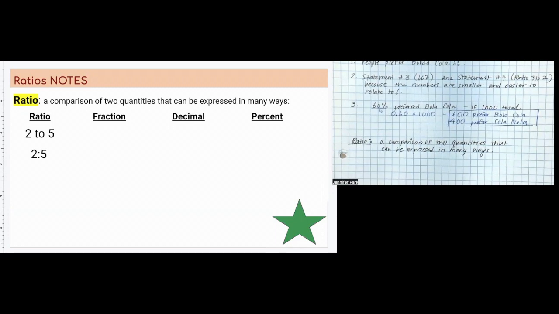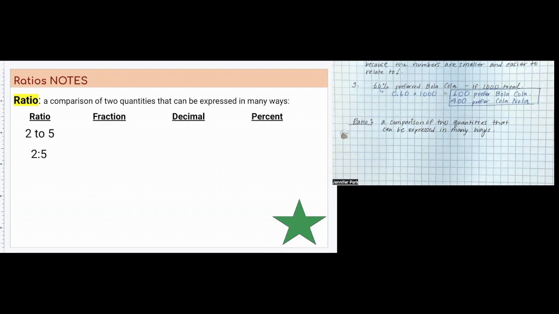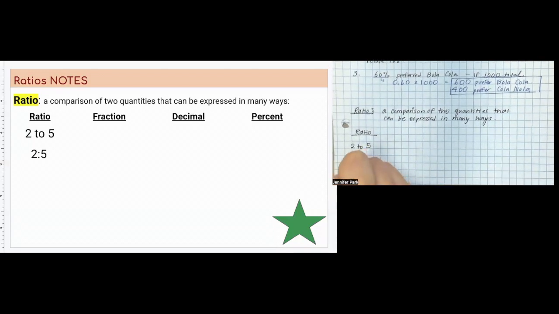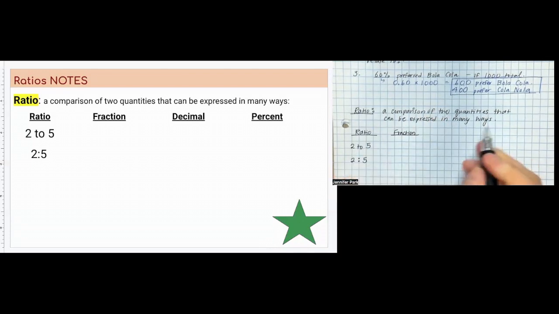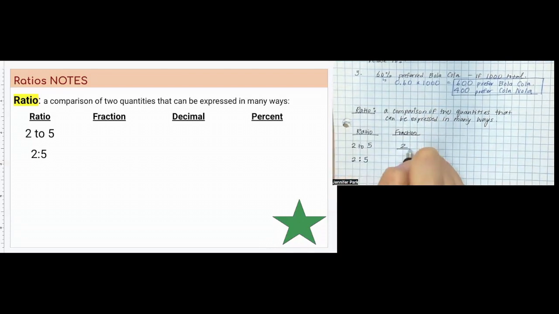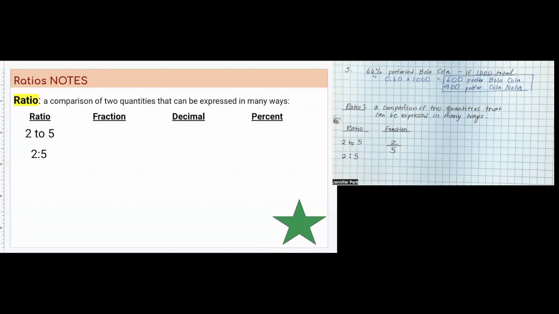All right, so for example, let's copy down the first one. A ratio can be written in words. Let's say you have 2 to 5. You can also write that with a colon like this, 2:5. Mathematicians are lazy. They like to use symbols rather than writing out the words. Okay, you can also write it as a fraction. The first number goes in the numerator and the second number is the denominator. So 2 over 5, the same thing as 2 to 5.